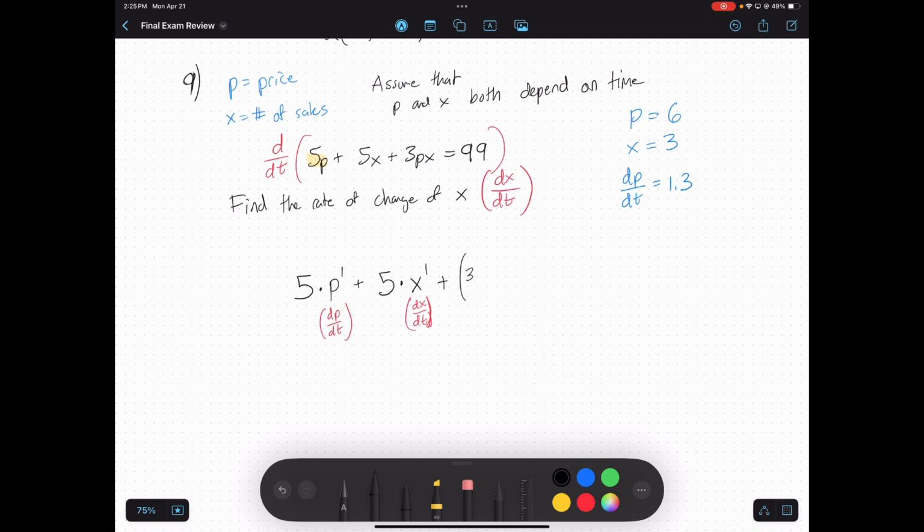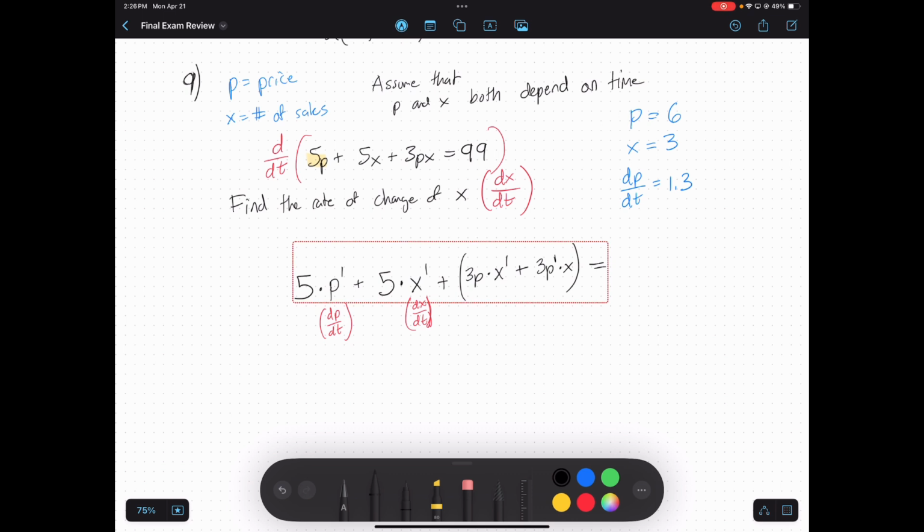I'm going to keep the first function, multiply by the derivative of the second function. What's the derivative of x? X prime. Okay. Plus, now I'm going to do the opposite. What's the derivative of 3p? 3 times p prime. And then multiply it by my second function, which is just x. Very nice. And that's my product rule. Done.